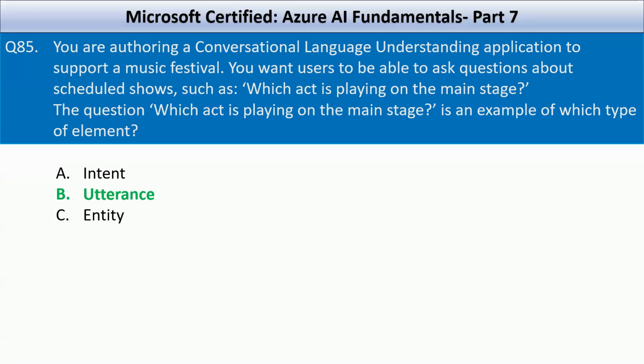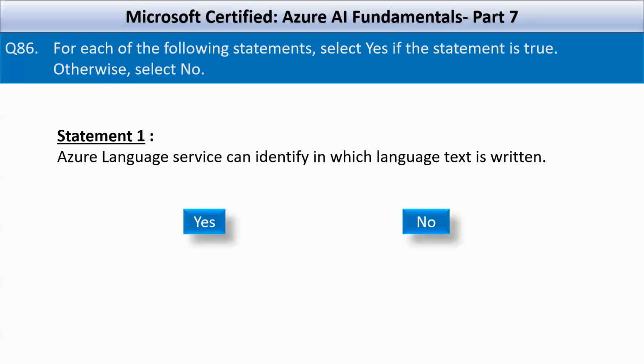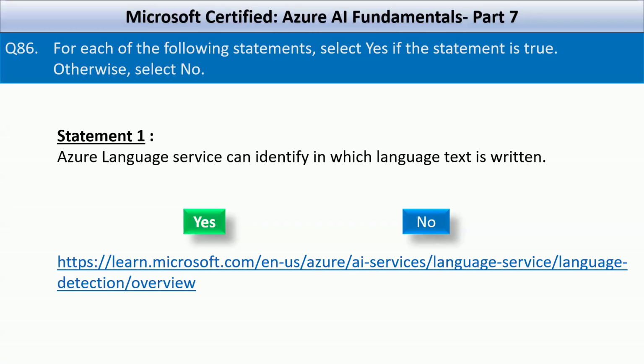With this, let's move to question number 86. For each of the following statements, select yes if the statement is true, otherwise select no. Now friends, the first statement is Azure Language Service can identify in which language text is written. This is a correct statement. Azure Language Service includes a text analytics feature that offers language detection. It can automatically determine the language code and the confidence score for any given text.